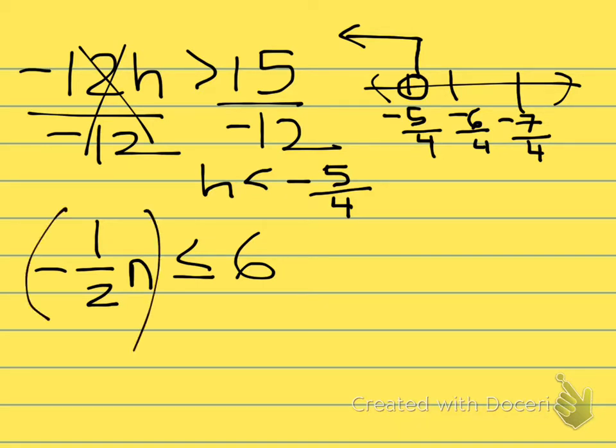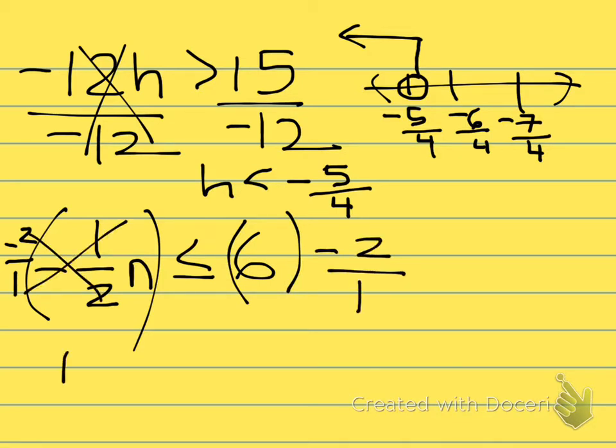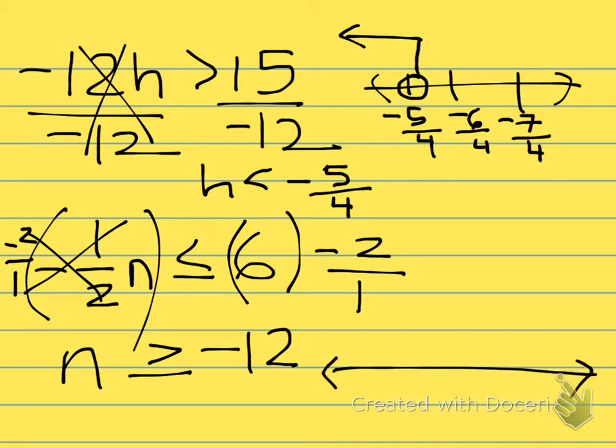And then the last one, I need to get n by itself, so I need to multiply by the reciprocal. Notice I'm multiplying by a negative number, or -2, so that means I need to flip my symbol. And I get -12. If I read that, it says n is greater than or equal to -12. So I need to put a closed circle at -12, and this time it goes to the right. And that concludes Lesson 5-2.